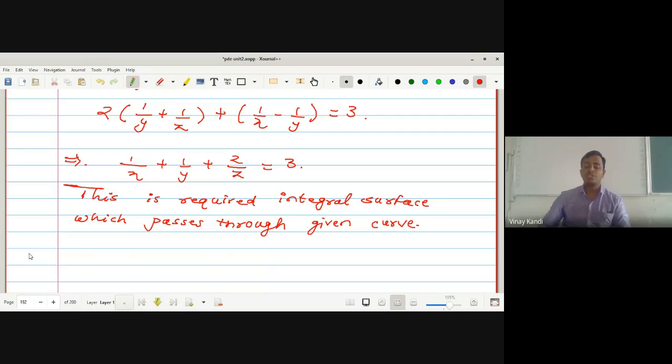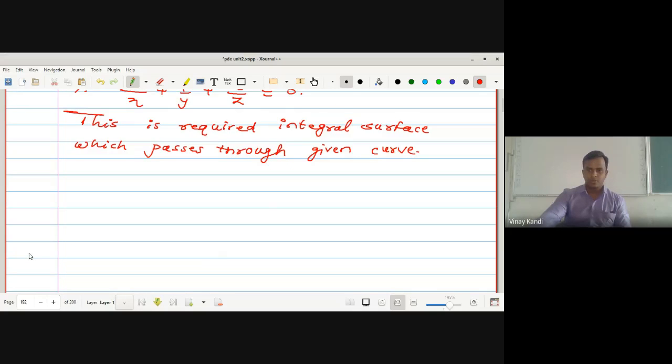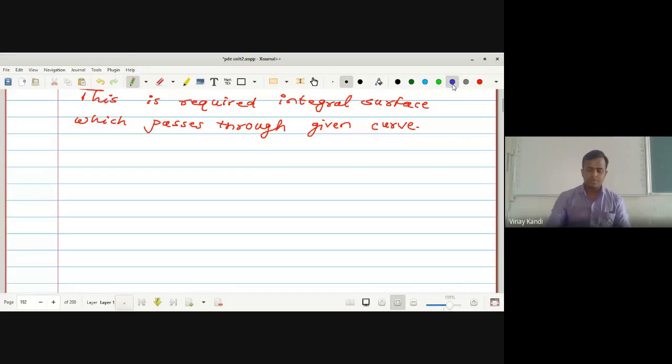Okay, suppose your partial differential equation is non-linear, then how to solve? How to find the integral surface which passes through the given curve? Okay, look at the question.